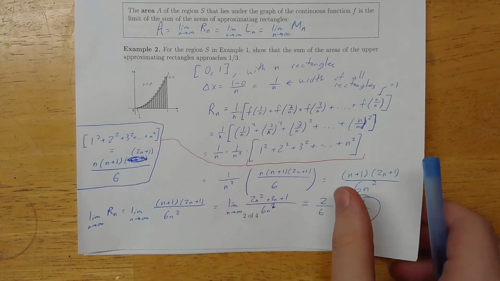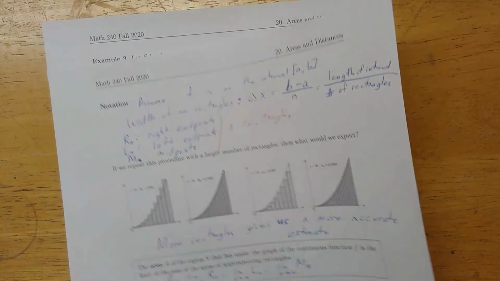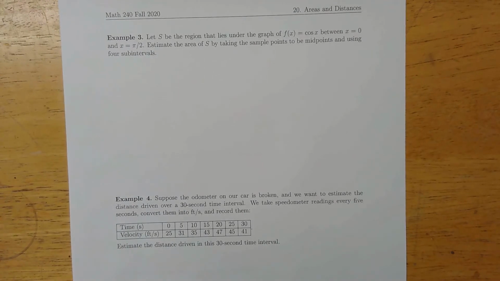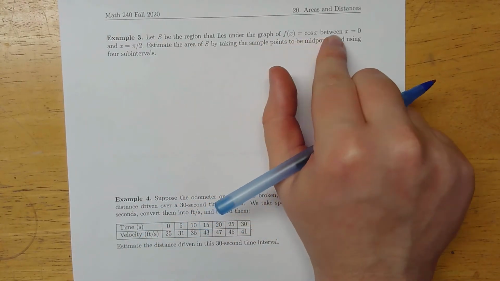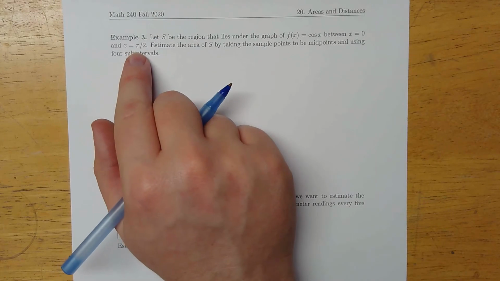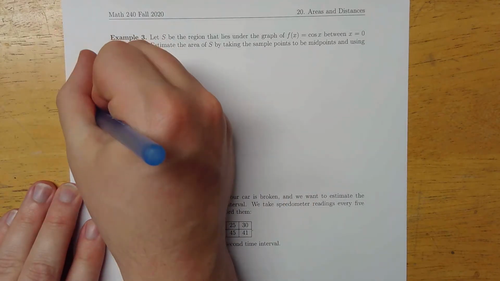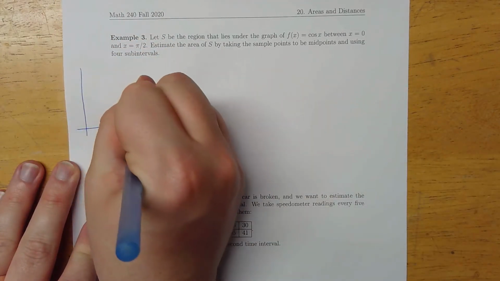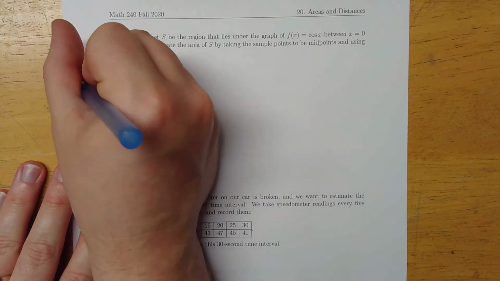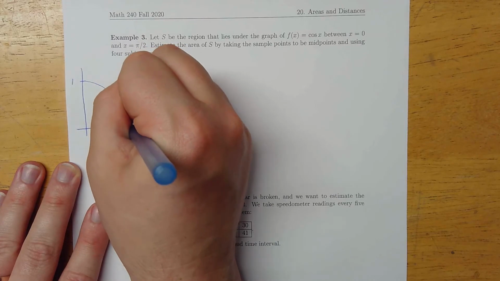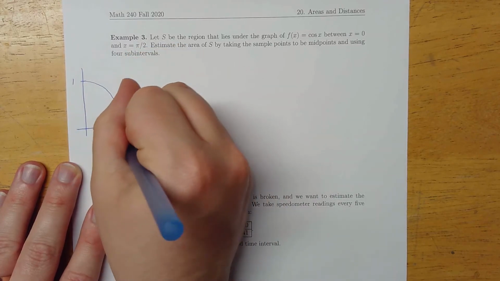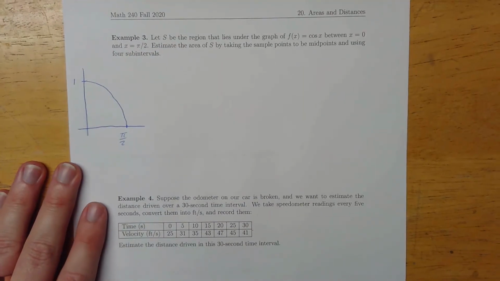And let's try it with midpoints. So we kind of alluded to the fact that you could use midpoints, but we haven't actually talked about how that would work in practice. So say we've got a region lying under the graph f of x equals cosine of x between 0 and pi over 2. So let's graph that really quick. Cosine is going to start at 1 when x is 0, and by the time we get to pi over 2, it's going to become 0.